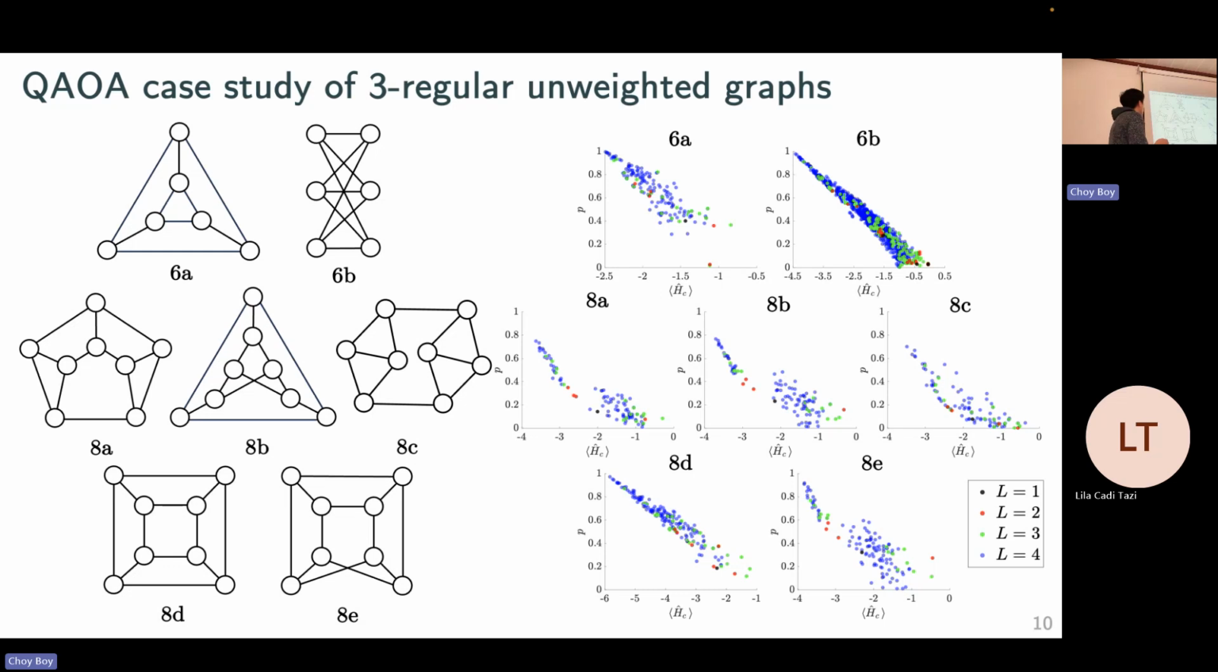Yeah, so the next thing that I wanted to look at is what will happen if we were to run it on 3 regular unweighted graphs. So basically, every vertex is connected to 3 other vertices. This type of graph is actually quite common when it comes to QAOA research, so I wanted to see what sort of energy landscapes we get from it.